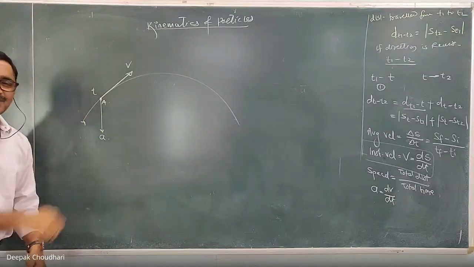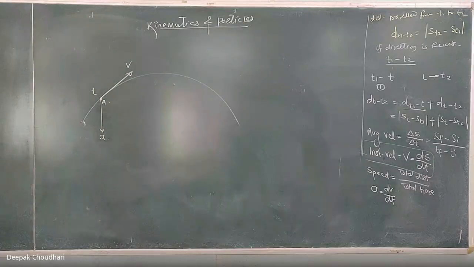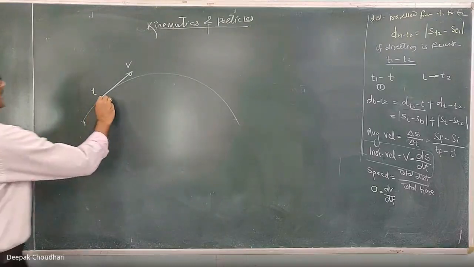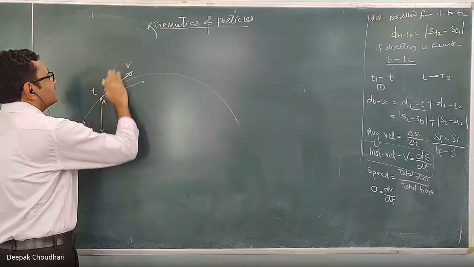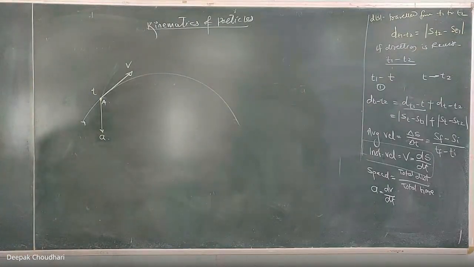Now, why is the acceleration vector always vertically downward? Why not in the direction of this velocity? The reason is, yes, say it. Because of gravity. Because of gravity, but why not in this direction, like this or like this? So that's what I'm telling you.